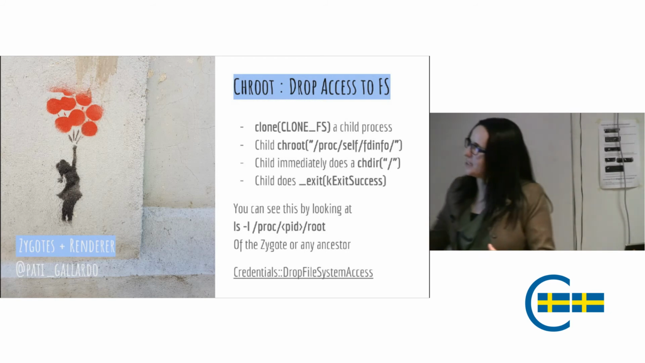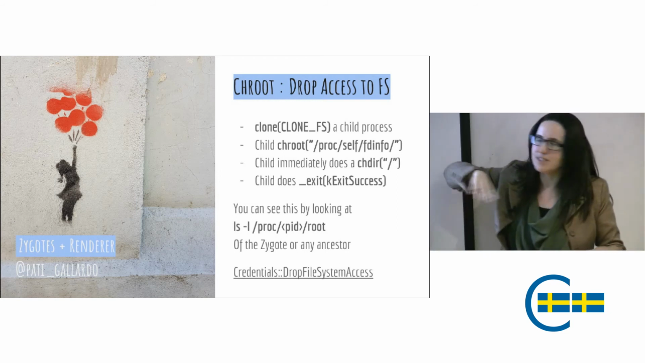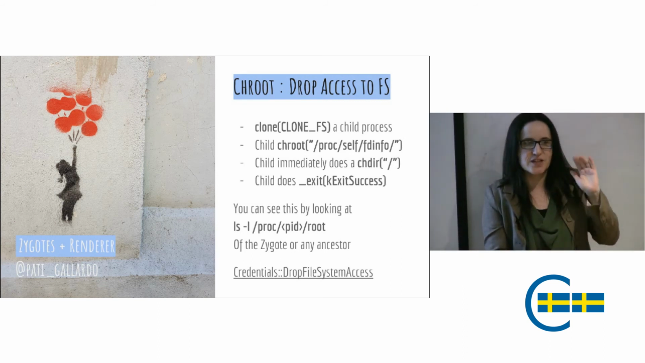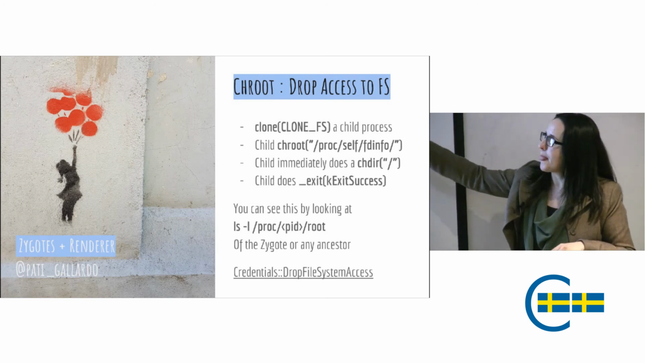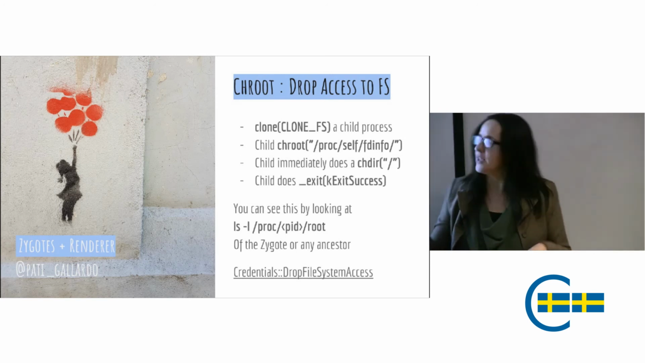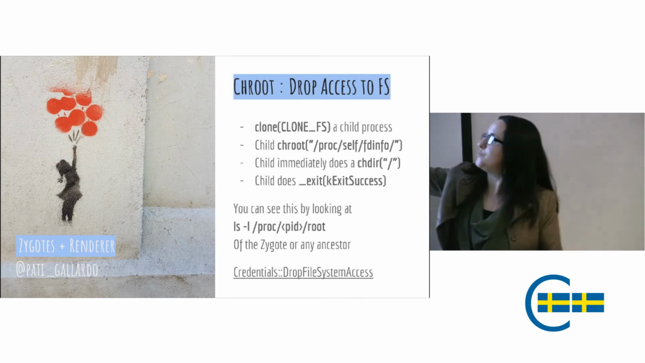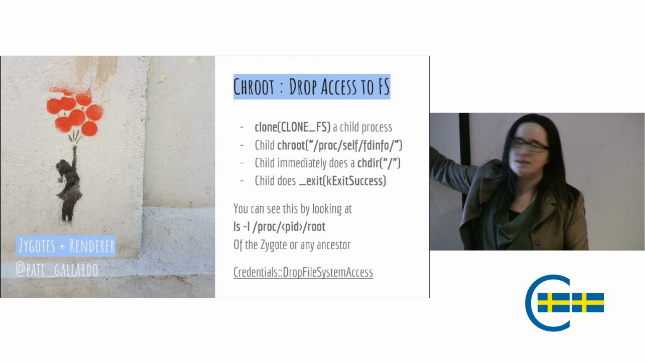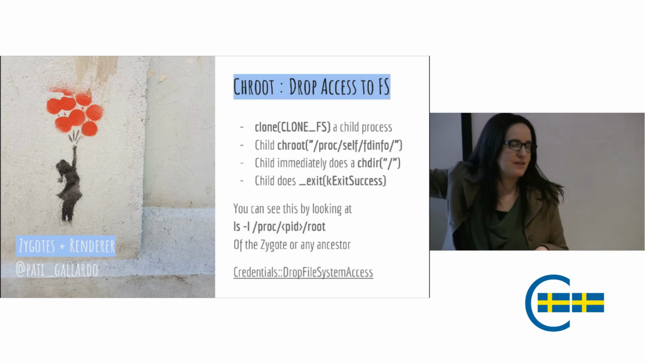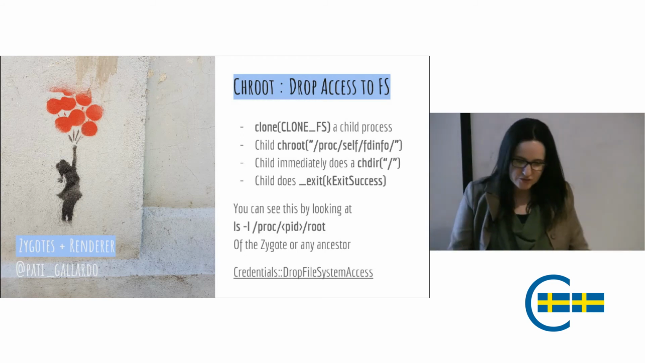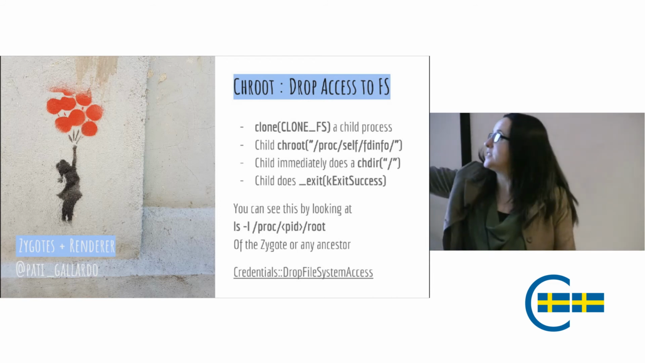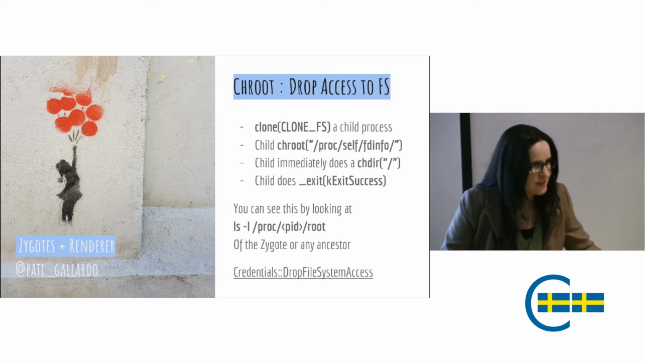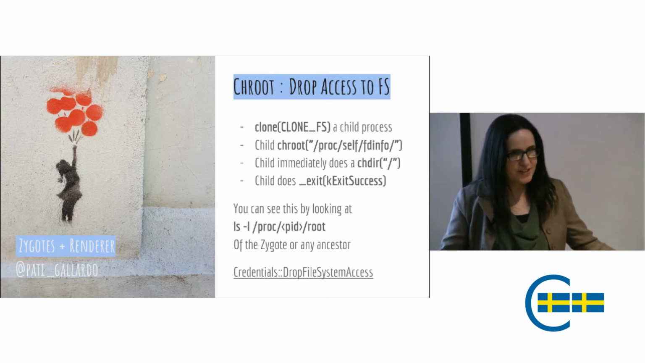So in this case, what they do is they clone FS a child process. This is very, very short; this process lasts for about a function. In this child process, it chroots to proc self fd info, which is a process-specific directory for this child. So when the child chroots to this directory, because it was started with clone FS, the parent process also chroots with it into a process-specific directory for the child.